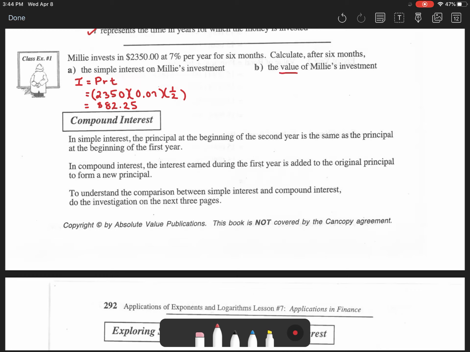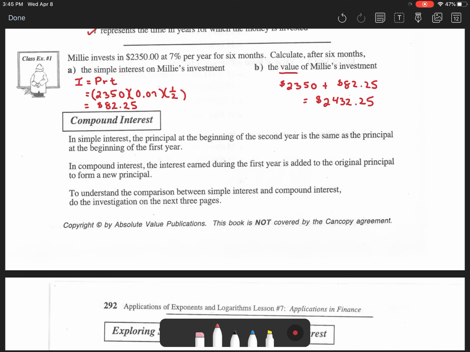Now, B says, what's the value of her investment? So the total value of her investment would be the original amount she invested, $2,350, plus the interest she has now accumulated, which is the $82.25, the value you just calculated in part A. So taking those two together and putting them into my calculator, I get $2,432.25. And there you go. Okay, so that's how simple interest works.